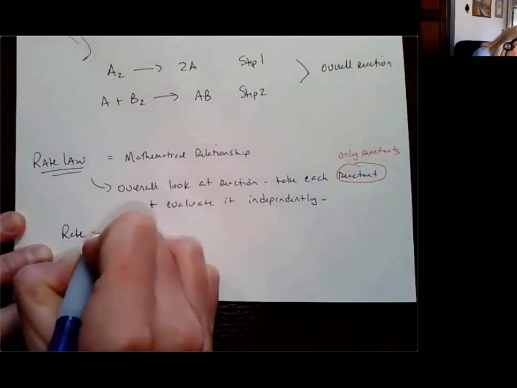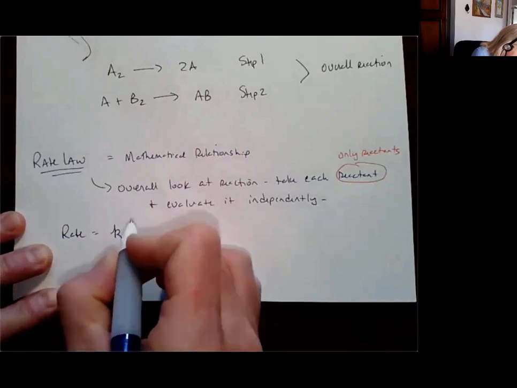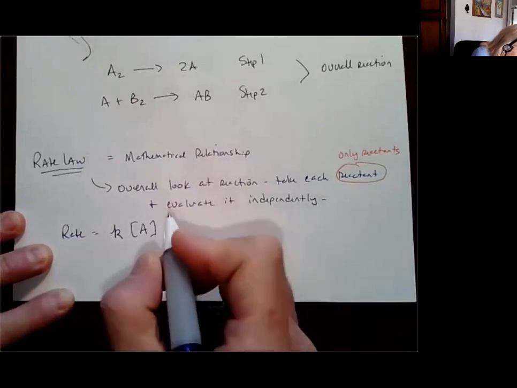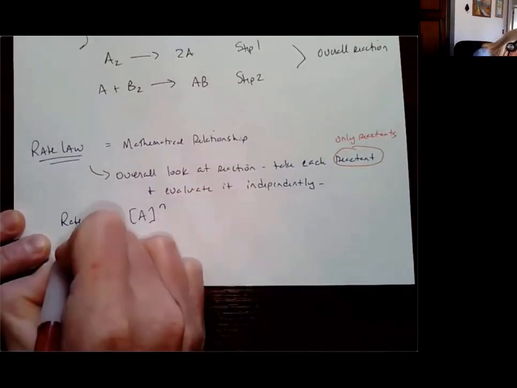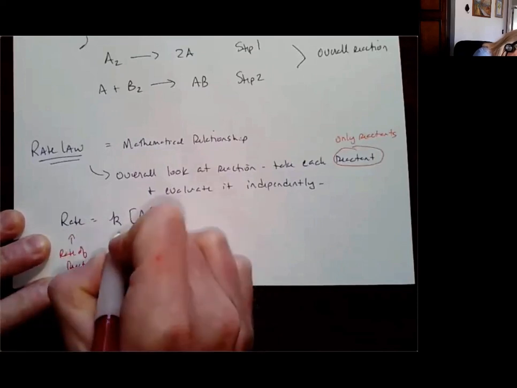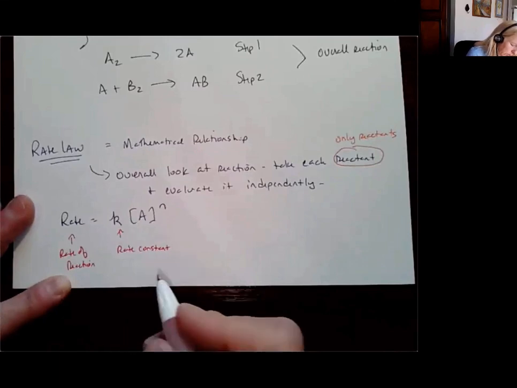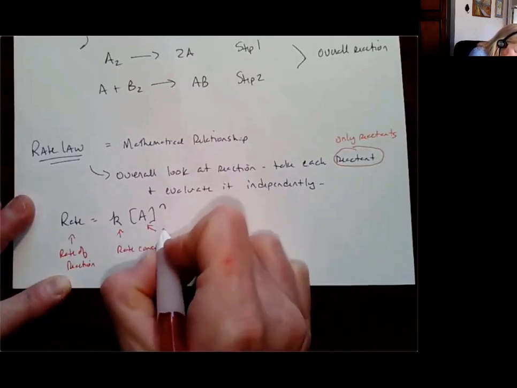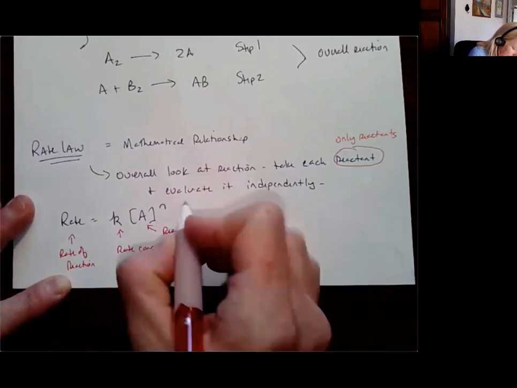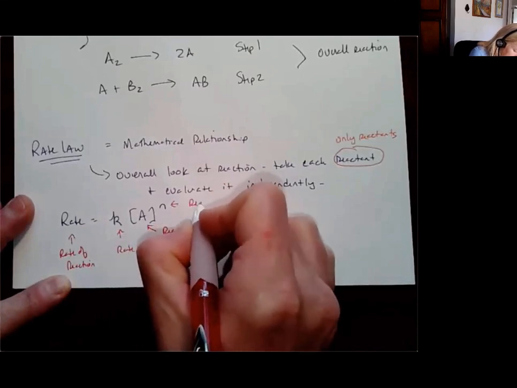My rate equals k, this is little k, times A to the n. This would be my overall rate of the reaction. This is called the rate constant, and that's going to be unique to that chemical reaction that's happening. This is my reactant A, and this n here is called the reaction order.